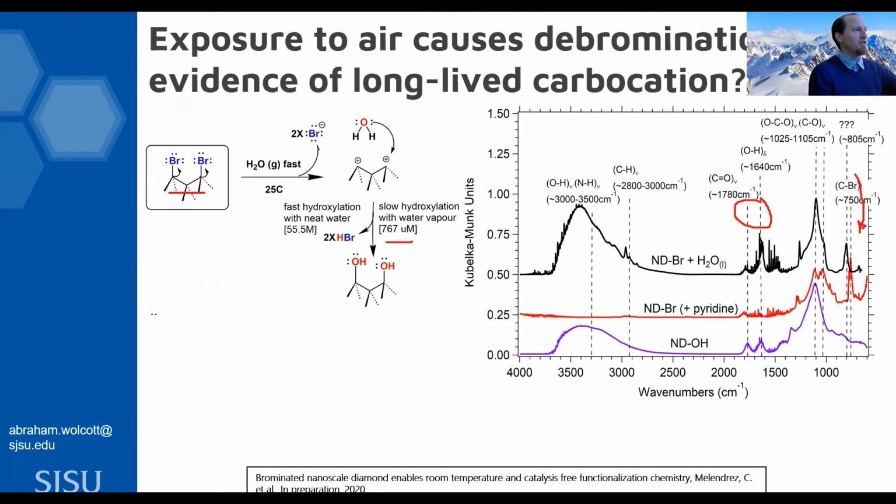So this is our starting material in purple. This is our brominated sample in red. And then in black, this is after we have reacted our brominated sample with neat water, allowed it to react for only 1 minute, and then purified it, and then did FTIR once again. So you can take it for what it is, but I think this might actually be evidence for a long-lived carbocation intermediate on the surface of our high-pressure, high-temperature diamond.